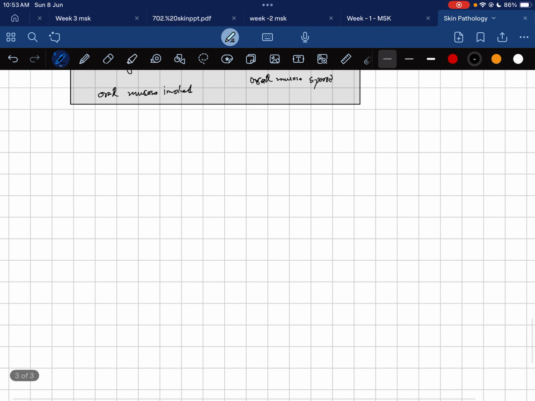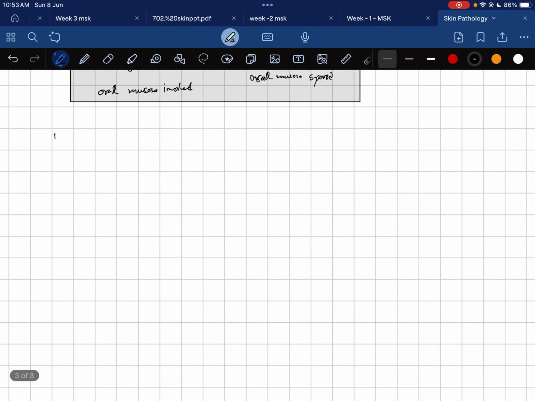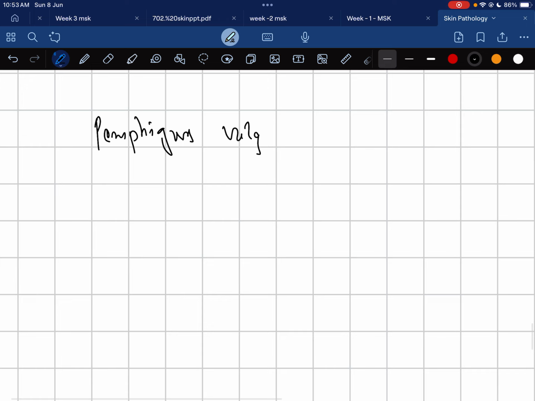Now we are moving on to pemphigus vulgaris. Pemphigus means watery blister.